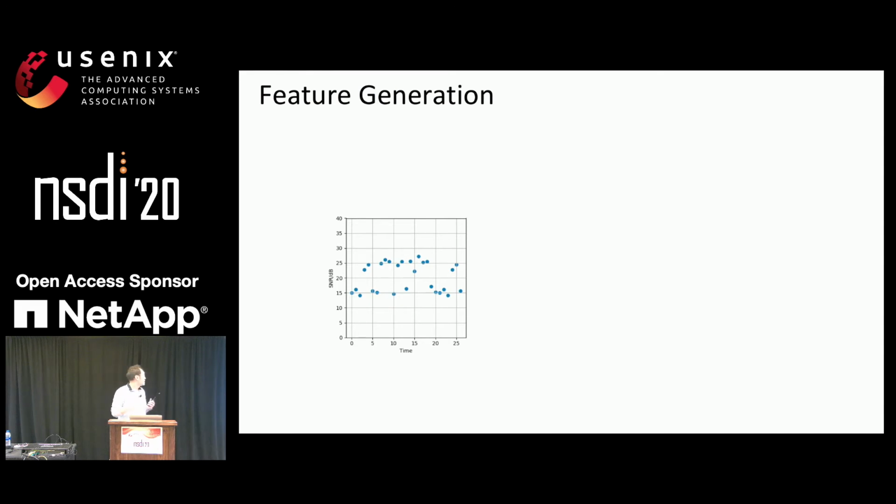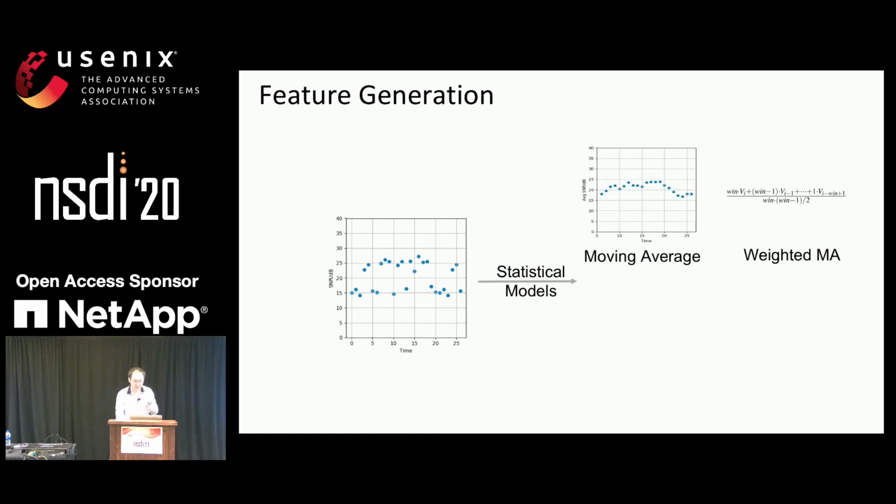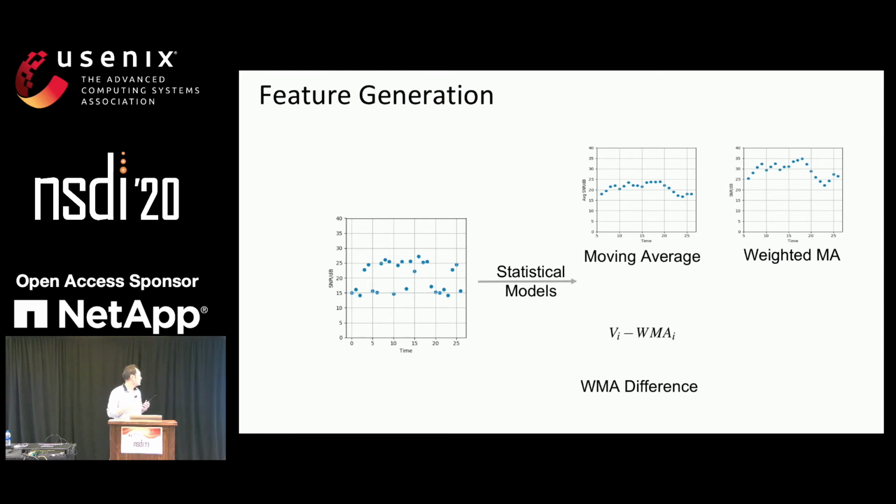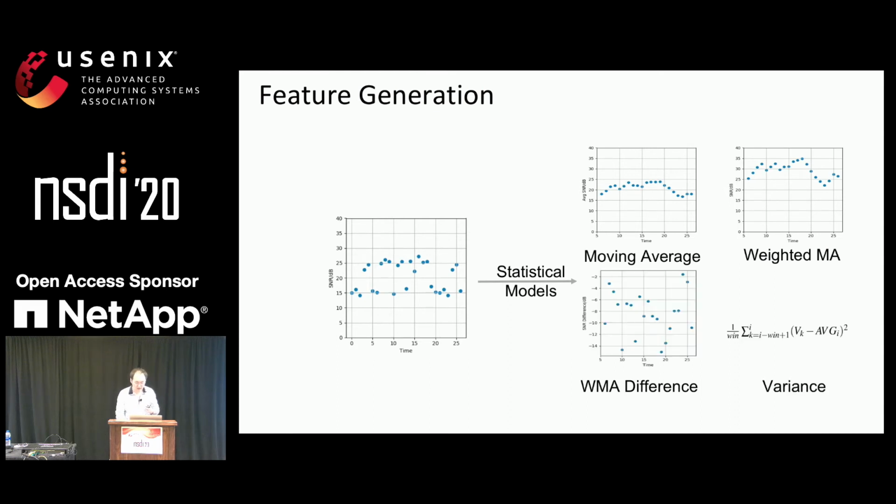And next, for the challenge of the PM data, we apply statistical models to firstly smooth the data to get rid of the noises, and secondly, generate more features from the PM matrix. Here, I will list several statistical models we used. For example, the moving average, the weighted moving average, and the weighted moving average difference. And finally, variance. We have a lot more besides these 4, and this can also be found in the paper.